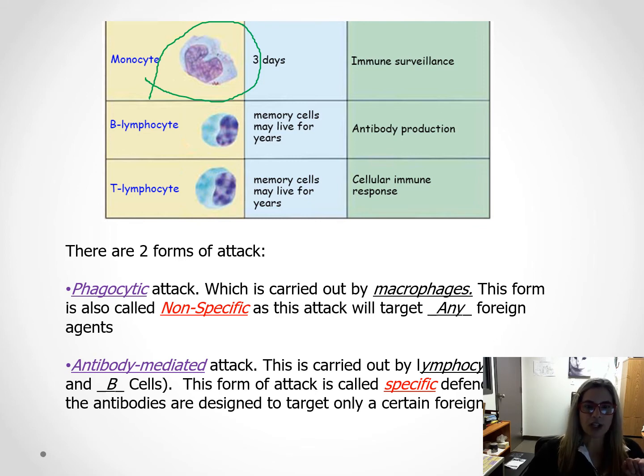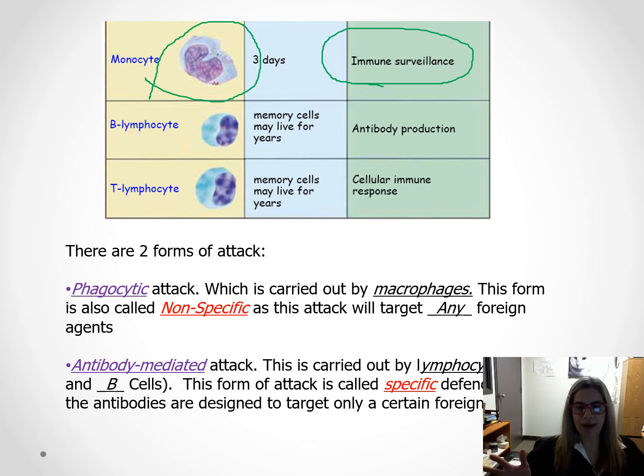Now, macrophages typically live about 3 days or so, so they don't have a really long shelf life, but what they do is they wander around through our extracellular fluid, through our lymphatic system, and anytime they encounter a pathogen, whether it's a bacteria or, like I said, a parasite or whatever, they will do that phagocytic attack, right, where they engulf and destroy.